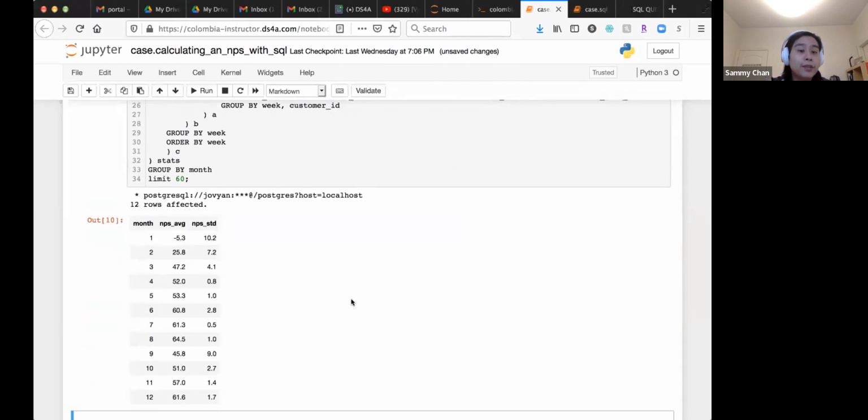Great. So now that we have all 12 months here and the average NPS, we see the same trend again and again. It was pretty bad in January, but then it improved very quickly. By April, we are consistently above 50, and by June, we're consistently above 60. And then the standard deviation is also getting smaller. So that means we're getting more and more consistent ratings from our users, which is good.